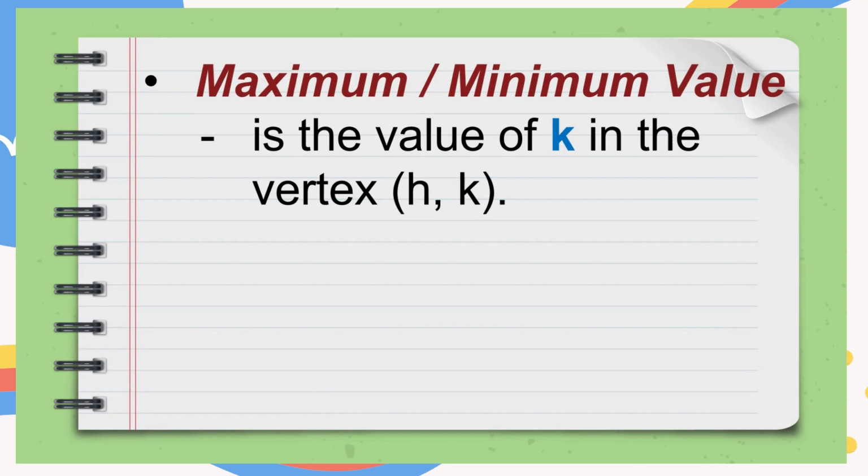Maximum or minimum value is based on the value of k. If the vertex is a maximum point, then the value of k is the maximum value. And if the vertex is a minimum point, then the value of k is the minimum value.